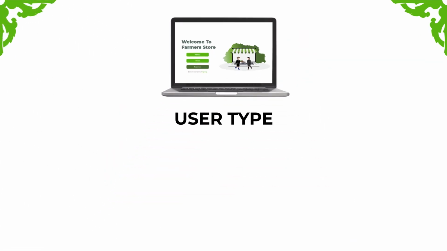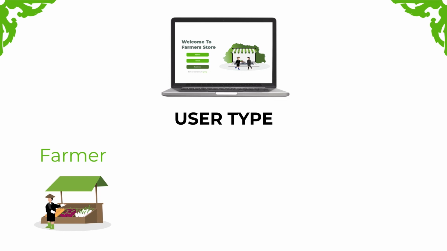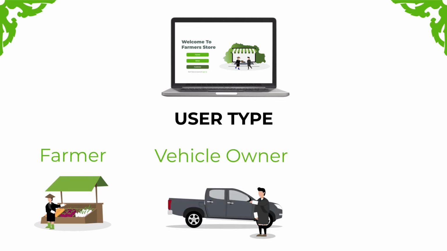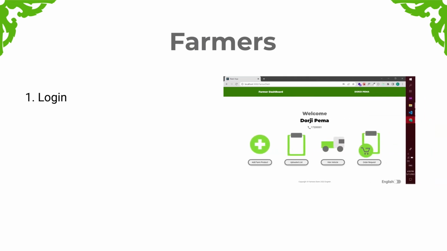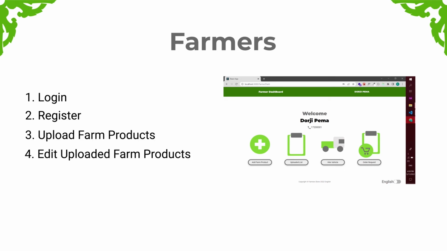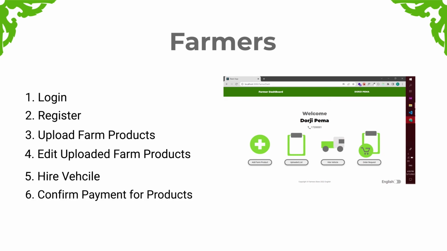There are three types of users in our application: farmer, vehicle owner and customer. For the farmer users, they will have the options to log in, register, upload the farm products, edit the uploaded farm products, hire a vehicle, and confirm payment for products.